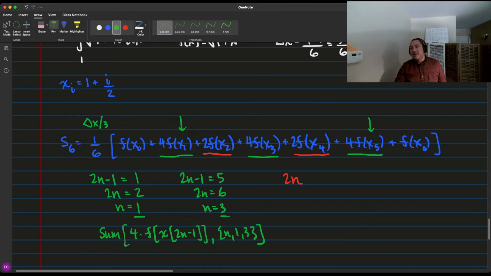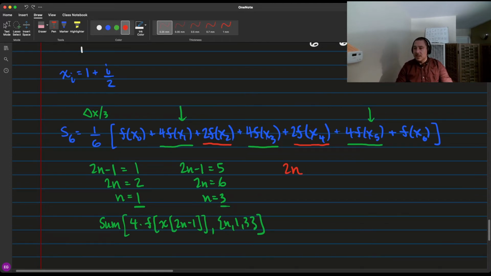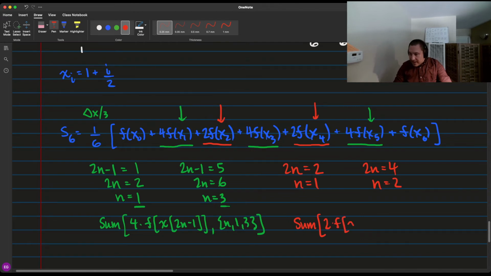Now for the other one that's even, you're going to use 2n as your index. And what's the first number that you start with for those? Do you see how you have x2? So you set it equal to 2. So you have n equals 1. And then what's the last one? x4. So you set 2n equal to 4, and you get n equals 2. So for that one, you're going to have the sum of 2 times f of x of 2n, where the n goes from 1 to 2.